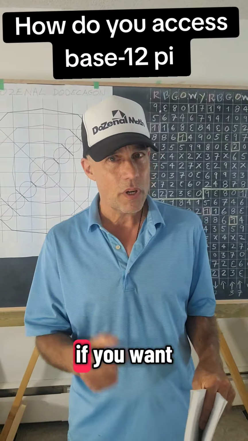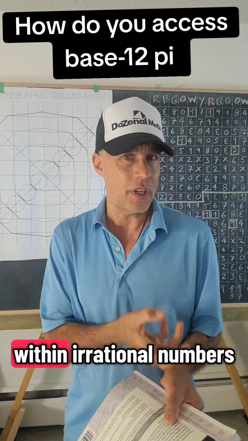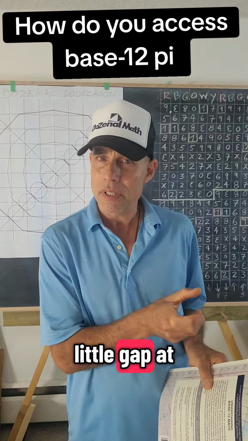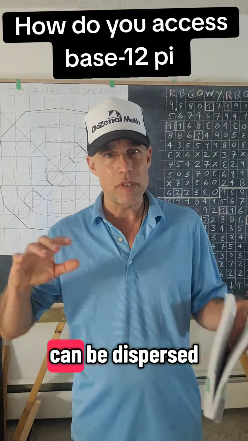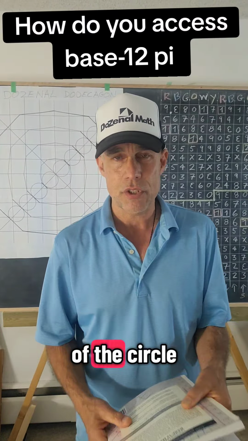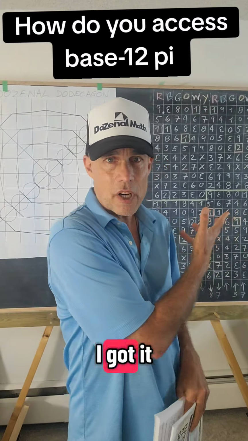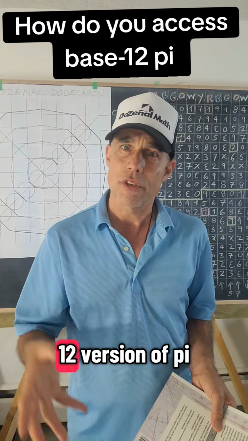And the secret, if you want to call it that, is that we acknowledge the empty space that exists within irrational numbers. Currently, our model is a solid line with a little gap at the end when we talk about irrational numbers. But in truth, that empty space can be dispersed throughout the circumference of the circle. So that's what my book's all about. That gives rise to a number. I've got it on my blackboard there that has all sorts of patterns in it. That's the base 12 version of pi.